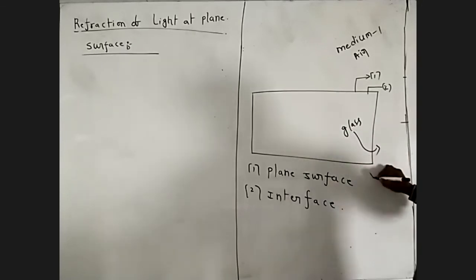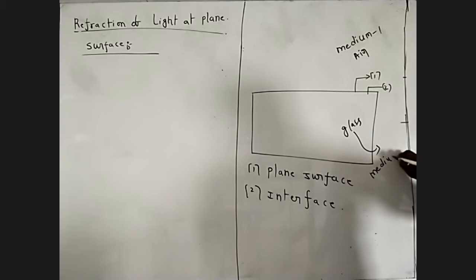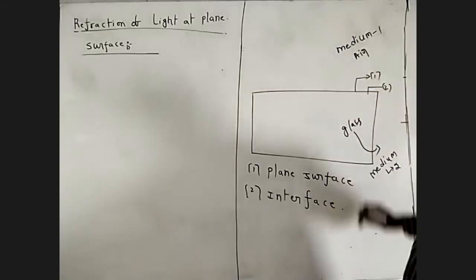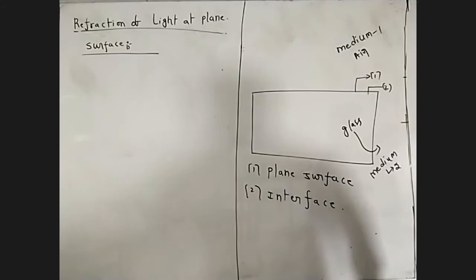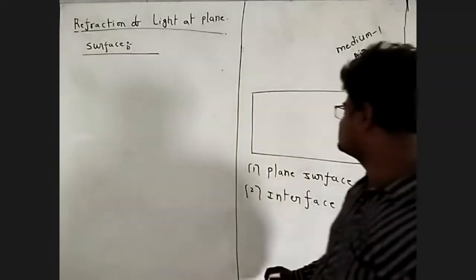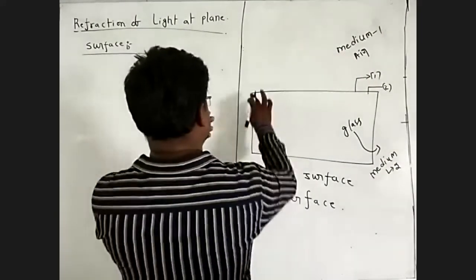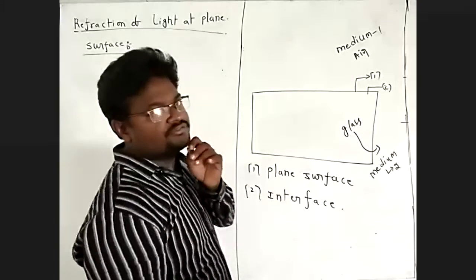Glass is taken as medium two. This is medium one, and this is medium two. Air is taken as a medium, and a glass rod is taken as another medium. Now we will see a beam of light.